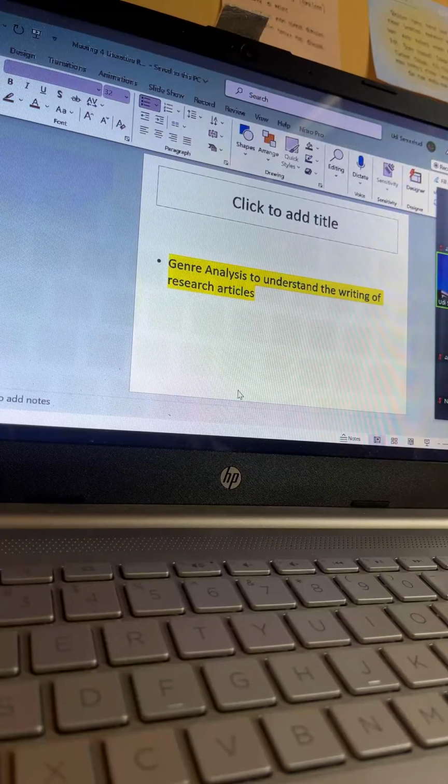What I mean by doing it independently is that because you have already printed the journal, or you have the journal that you have downloaded, what you will do is genre analysis. Understand how each section is written. That's the point. So that's basically what I want to explain.